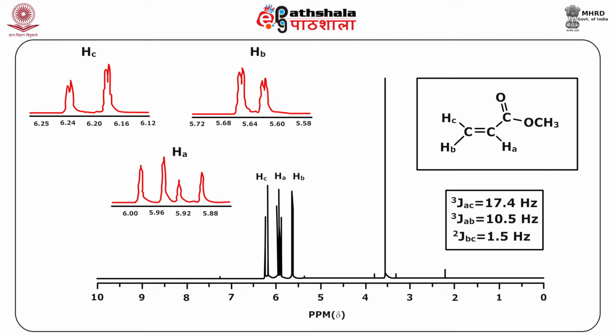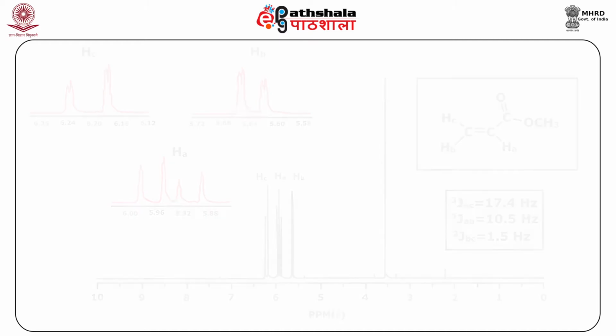Now you can see a multiplet in this figure, and we are going to explain the second order splitting for methyl acrylate using this figure. The proton HC in methyl acrylate has 2 different types of neighboring protons, HA and HB, and hence it couples to both HA and HB, but with 2 different coupling constants.